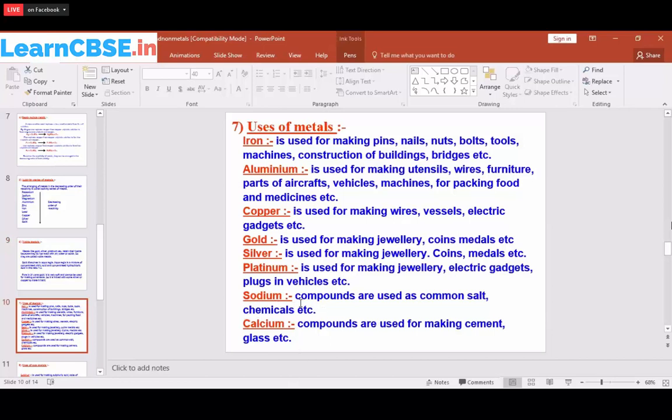Sodium. The sodium compounds are used as common salt. Yes, whatever salt we are using in our day-to-day life for food is nothing but sodium chloride, and it is used to make some of the chemicals from sodium. Calcium. Calcium compounds are used for making cement, glass, etc.